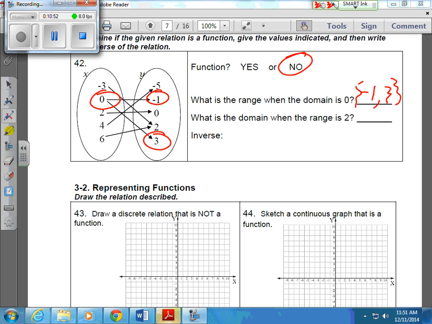What's the domain when the range is 2? What numbers pair with 2? Where you have -3 and 6.